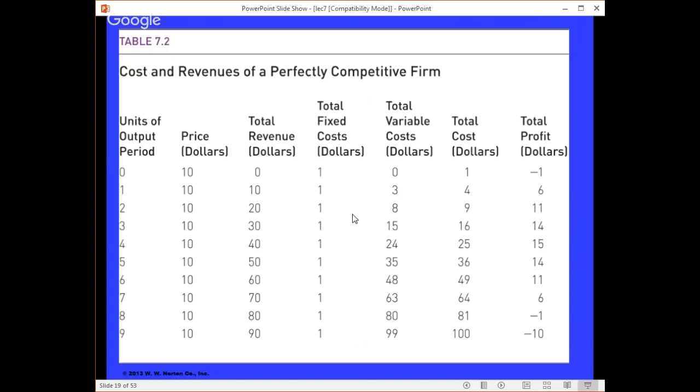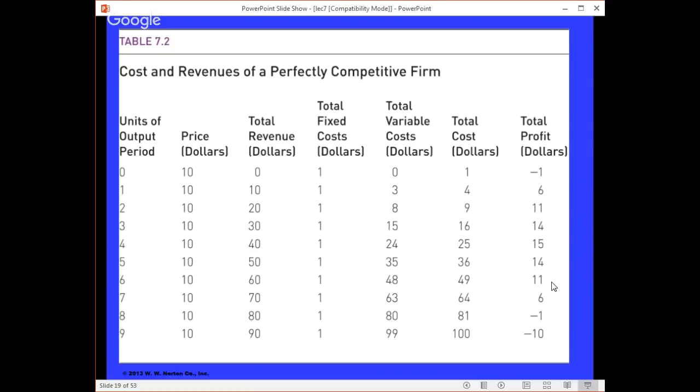which when I produce 0, it's 0, when I produce 1, it's 3, when I produce 2, it's 8, 3, 15, and so on. I add up fixed cost and variable cost, and I get total cost. And then I just take my total revenue minus my total cost, and that gives me profit.